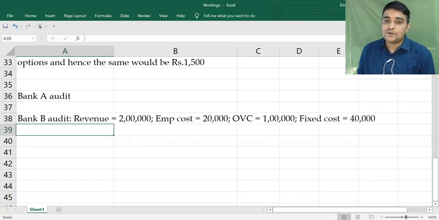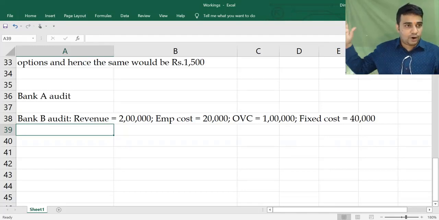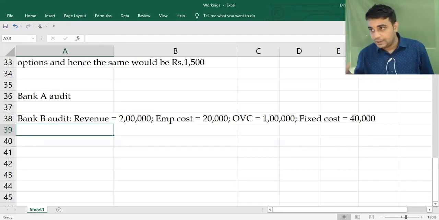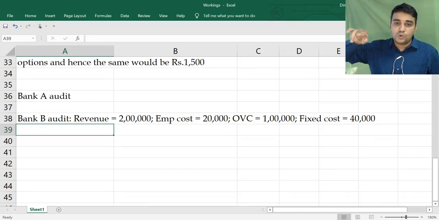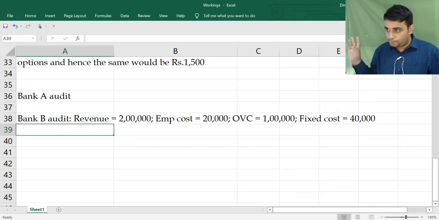by rule fixed costs will continue to be incurred by the company whether you take up that bank B audit or even if you discontinue it. So fixed cost is normally considered to be irrelevant. So let's not get into fixed cost. The contribution which this audit is earning is 2 lakh minus 20,000 minus 1 lakh, which is 80,000 rupees.